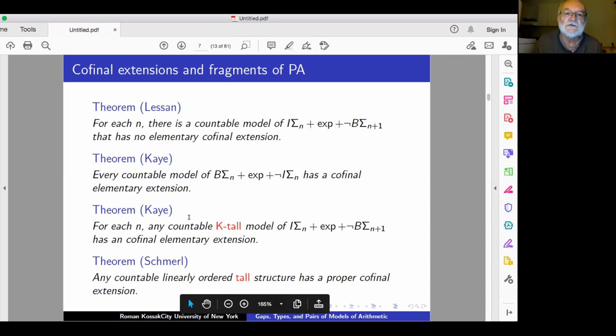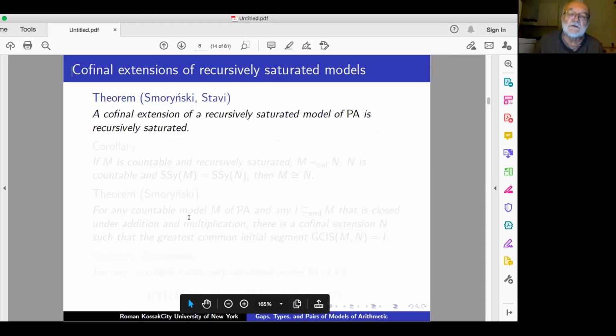So let's see. So still in terms of the background, what's specific about models of PA? Well, I will really concentrate on recursively saturated models. And so there are some classical results about it.